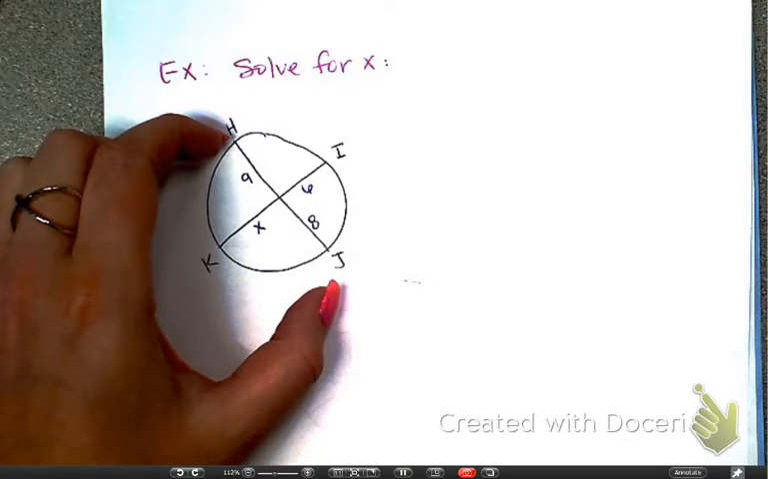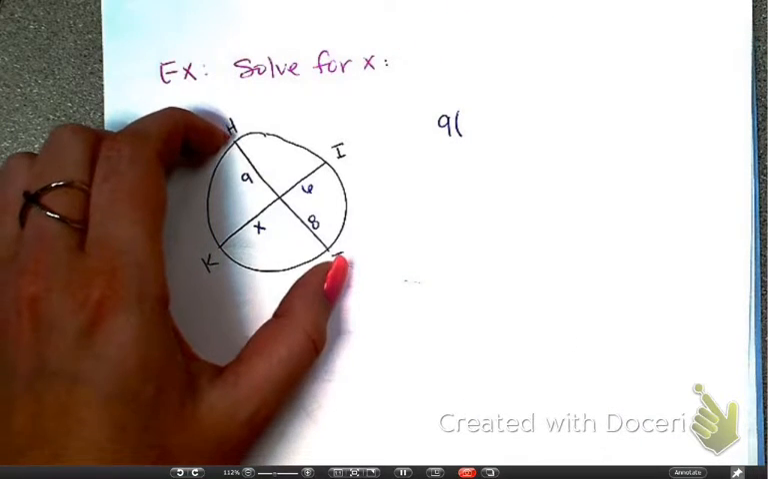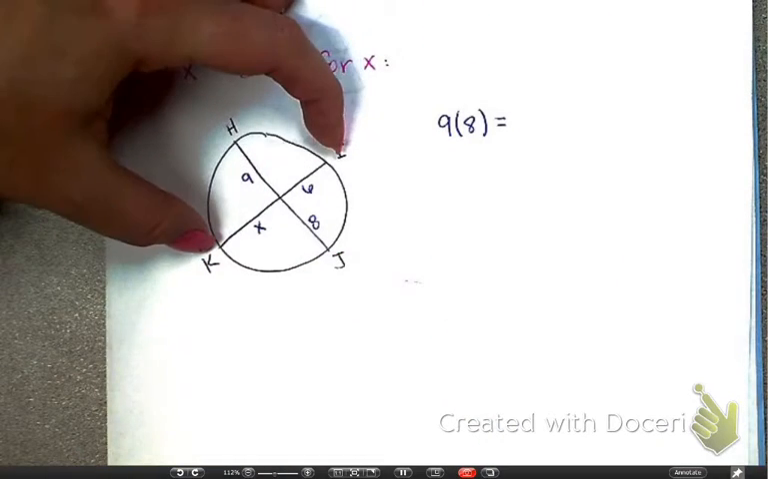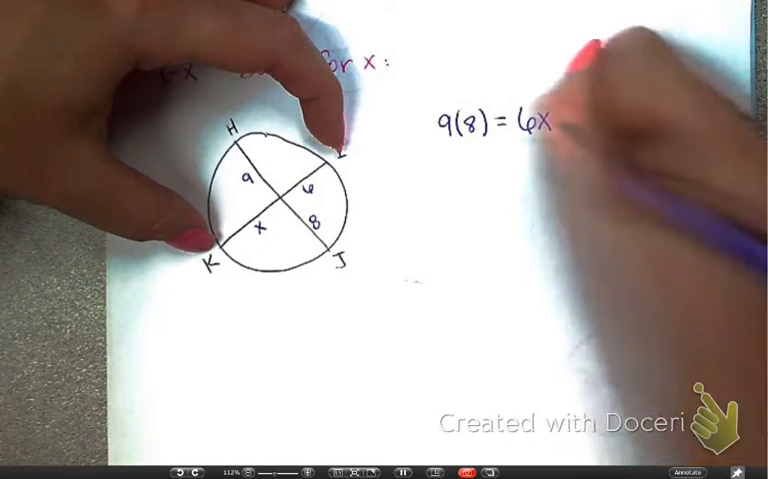Okay, so the one piece is 9. I probably should have given, oh, I don't have a middle letter. One piece is 9. The other piece is 8. Equals. One piece is 6. The other piece is x.